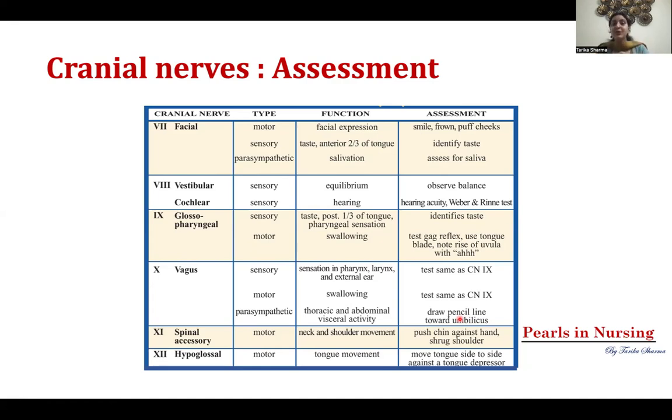And also you can identify the taste. You can keep familiar kinds of food taste, like salty or sugar, over the anterior two-third of the patient's tongue, and the person will be asked to identify which type of taste was there. So it means the facial nerve is working normally.